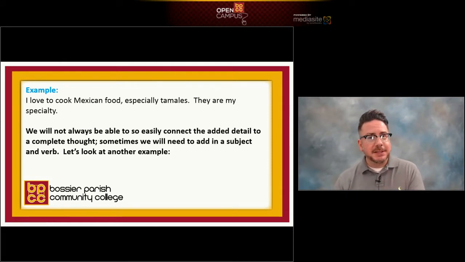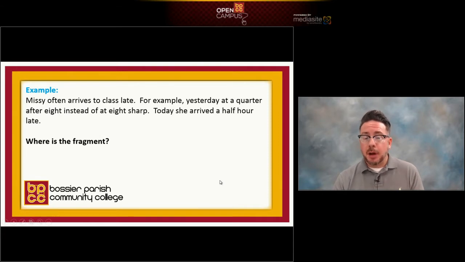So therefore, the easiest way to fix this fragment is to connect it to the sentence that it's describing, like this. I love to cook Mexican food, comma, especially tamales. They are my specialty. Now, we will not always be able to so easily connect the added detail to a complete thought. Sometimes we will need to add in a subject and a verb. So let's take a look at another example.